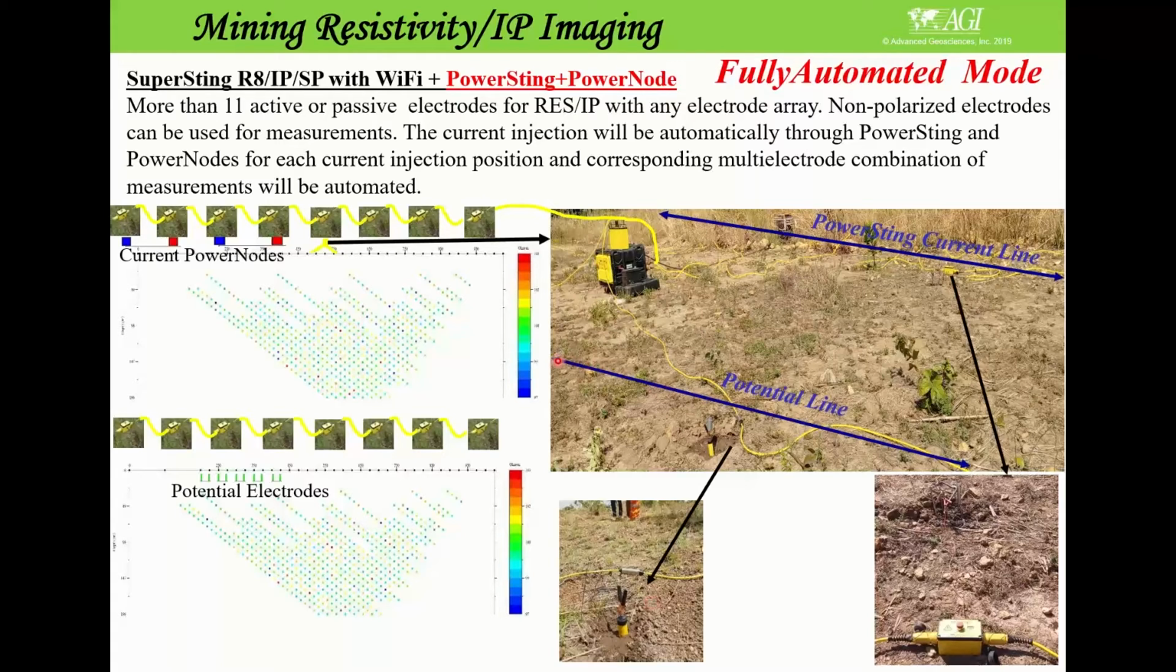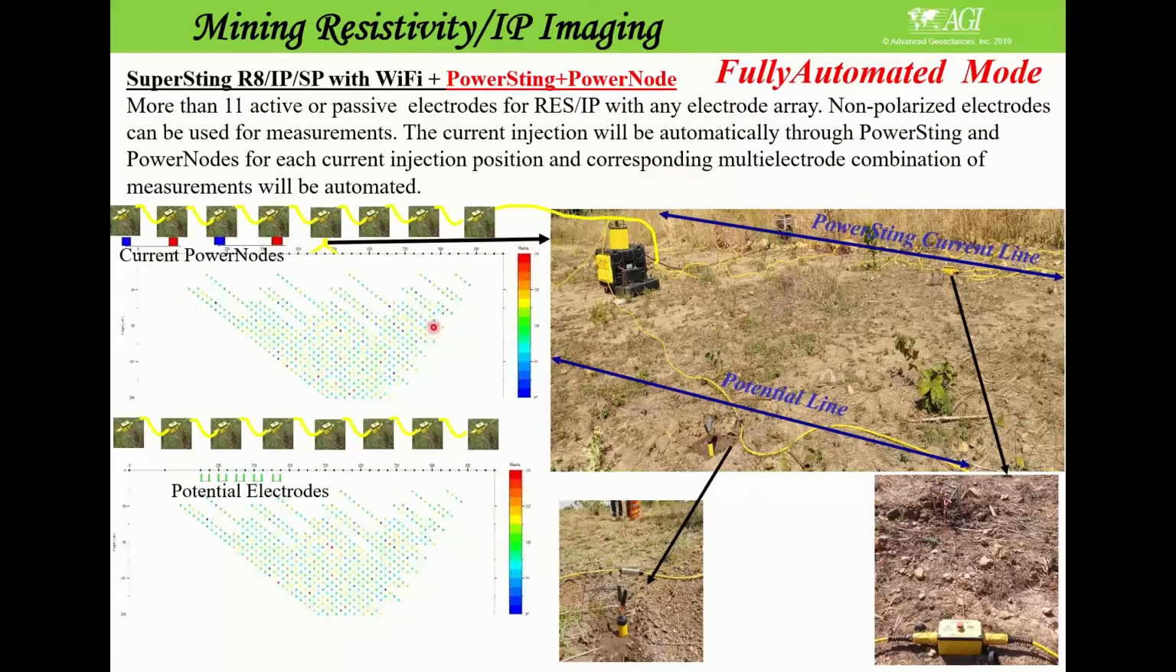This typically requires 2 parallel lines. One line is for the power node cable, what we call the power sting line. Another line is the potential line. So you have 2 multi-electrode cables: one multi-electrode cable for the voltage, and one for the power nodes.